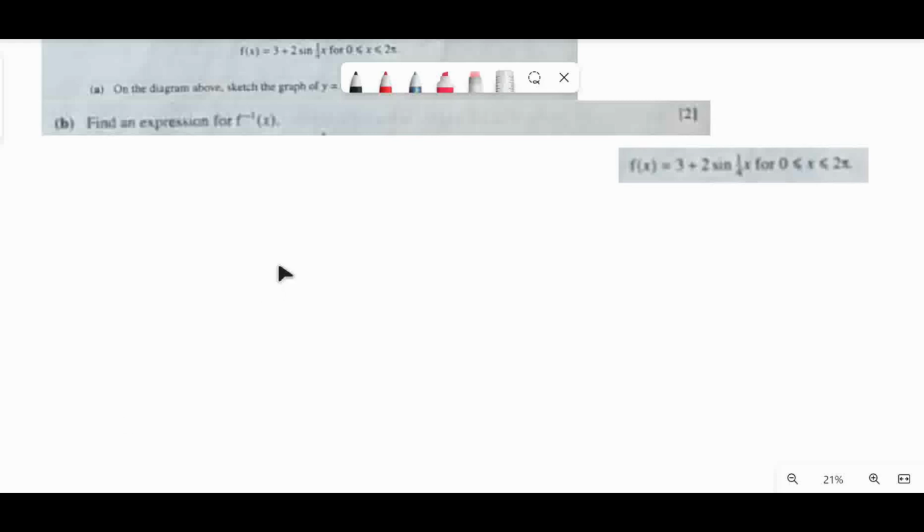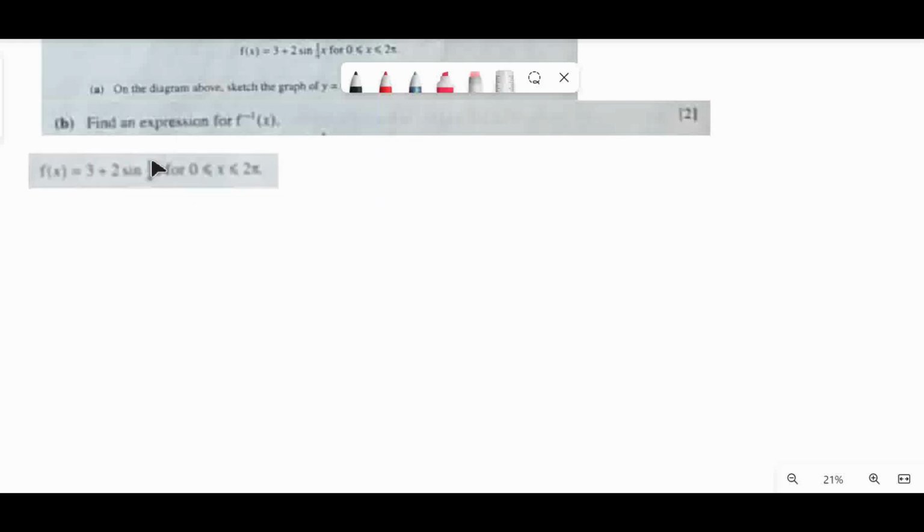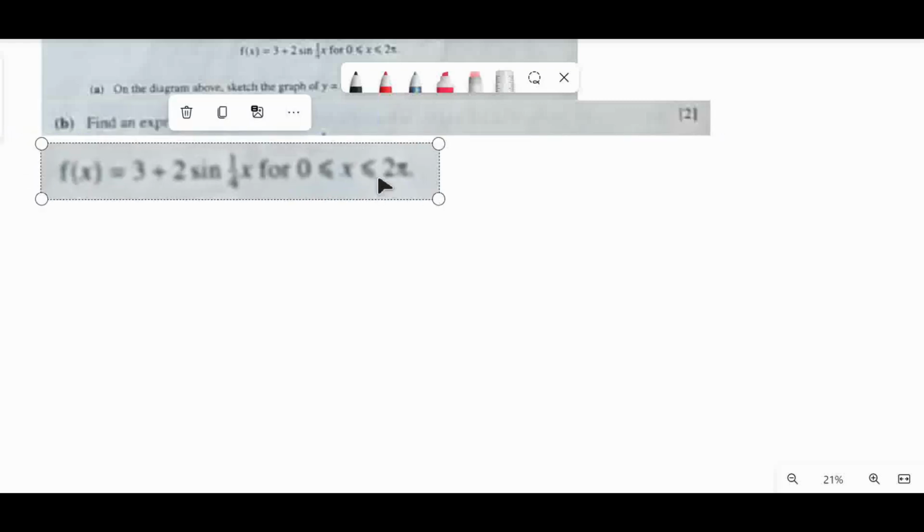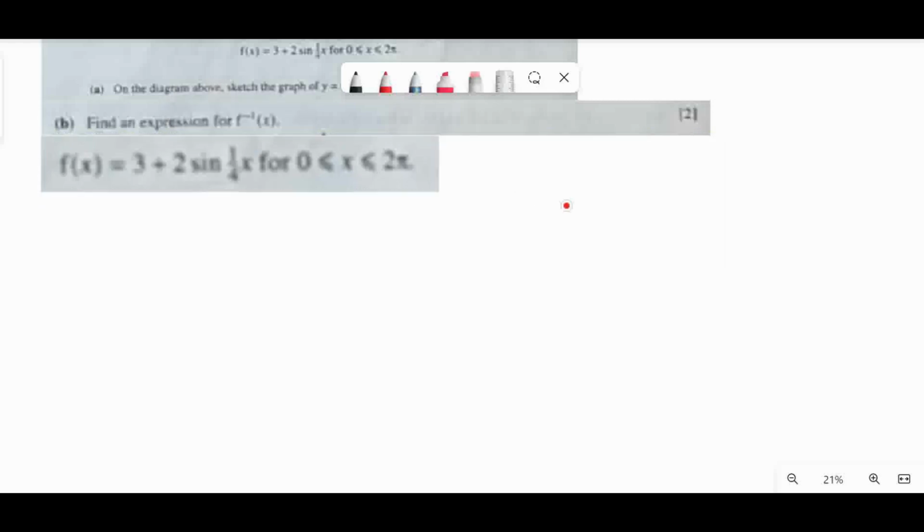Let's move to the next part. In the second part, they said find an expression for f inverse of x. So let's say that f of x is equal to this thing. Let me write it over here. So this is f of x, which means that the very first step for the inverse is to write it as y equals 3 plus 2 sine of 1 by 4 x.